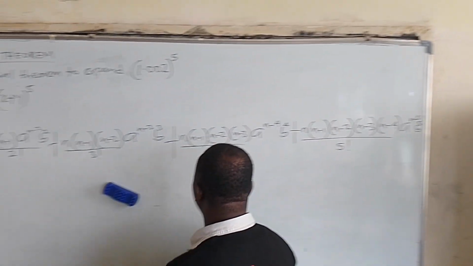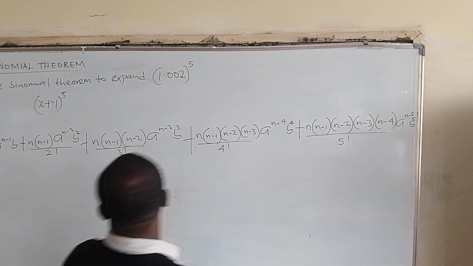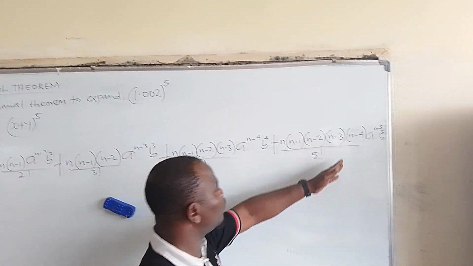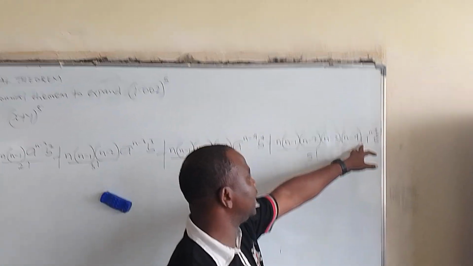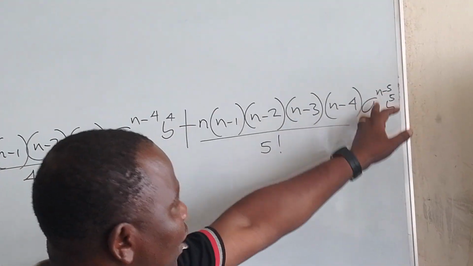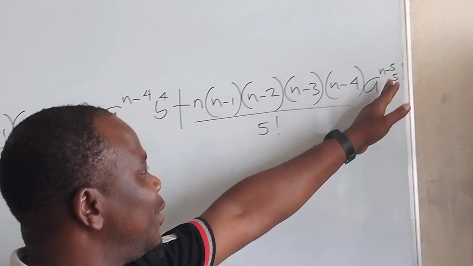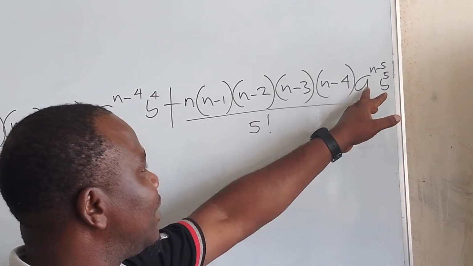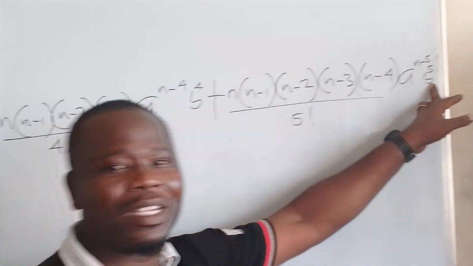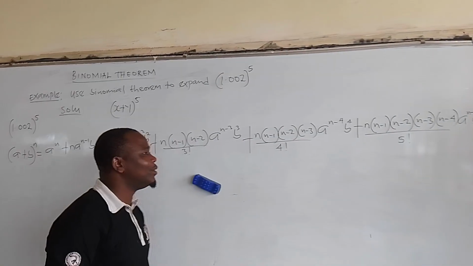Is that clear? But supposing it continues, and it is raised to power 6, it means we are going to put plus, and multiply further by n minus 5, times a raised to the power of n minus 6, then times b raised to the power of 6. That is how it is.